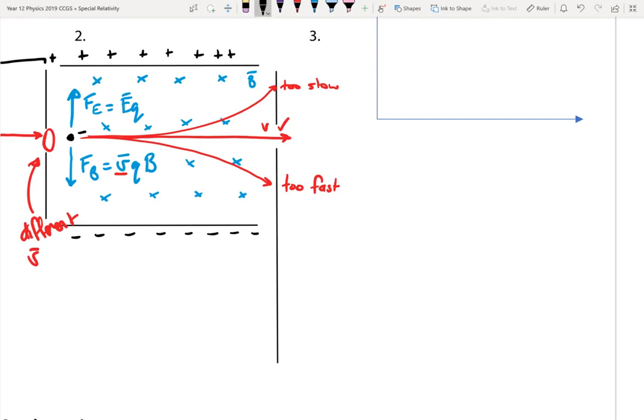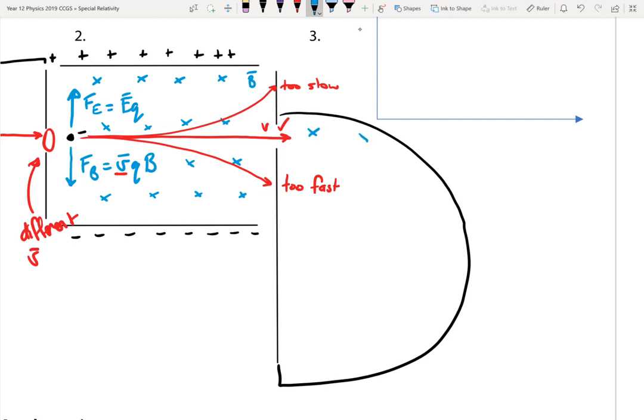Now, section 3, I'd like you to draw a semicircle like so. And we're going to bend these in a magnetic field. And you guessed it, it's the same direction. So let's just draw a somewhat uniform magnetic field in this region. Region 3 is where our mass spectrometer is.